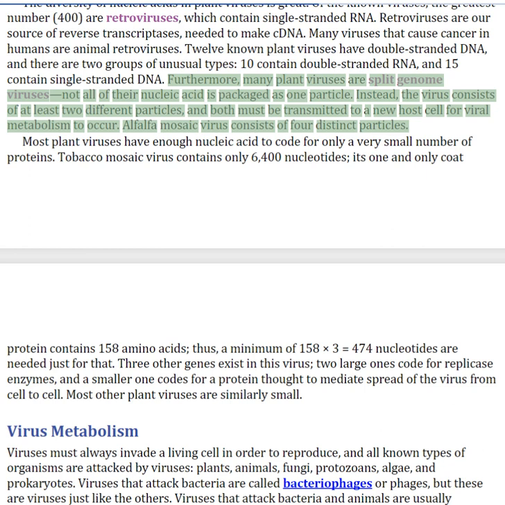as one particle. Instead, the virus consists of at least 2 different particles, and both must be transmitted to a new host cell for viral metabolism to occur. Alfalfa mosaic virus consists of 4 distinct particles.